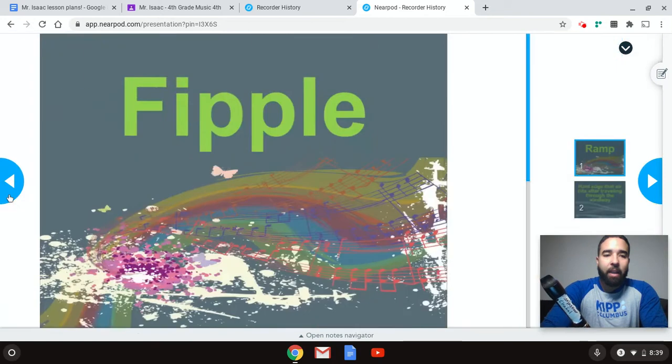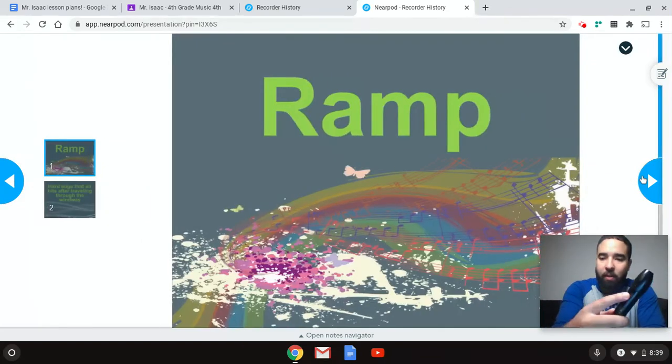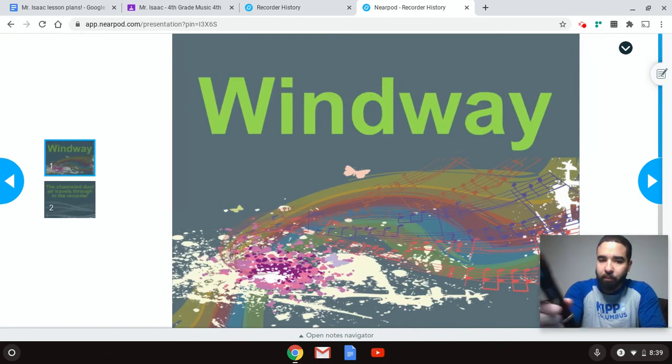We had the Fipple, which was the mouthpiece of the recorder, the entire mouthpiece. We had the ramp, which was this section. Air travels through here. Air hits after traveling through the windway. And then we have the windway, which is the actual hole in the mouthpiece that the air goes through.